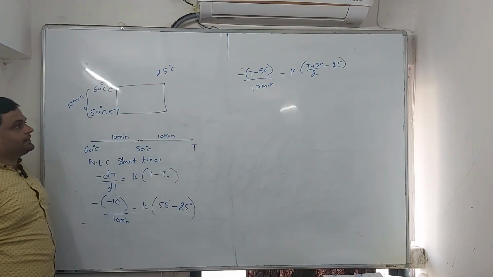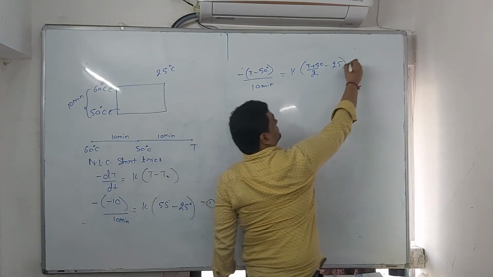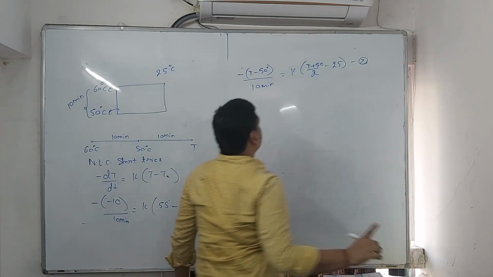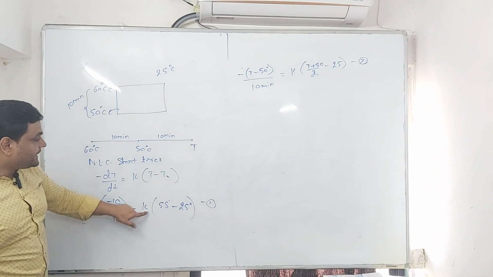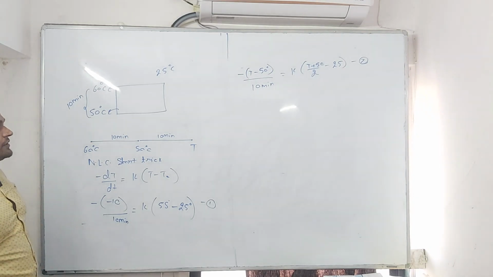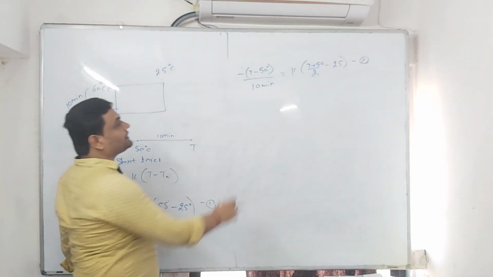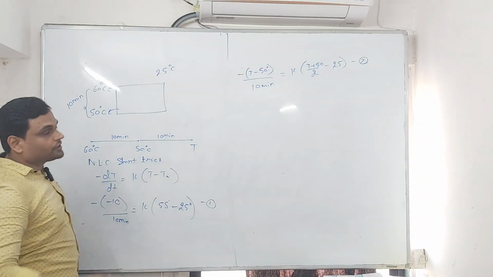So it is K and this. This is equation 1, and this is equation 2. Now what you can do? Divide these two equations. The K will get cancelled out. After the division of these two equations, only one variable T will remain, and that mathematical part you can do and find out.